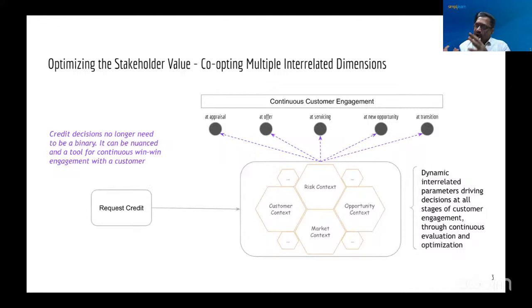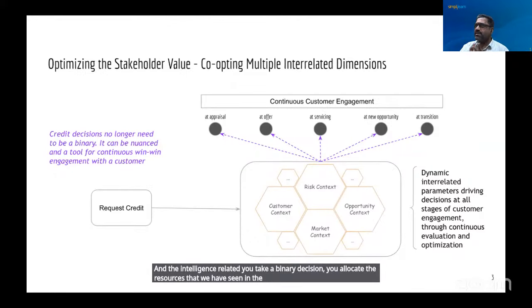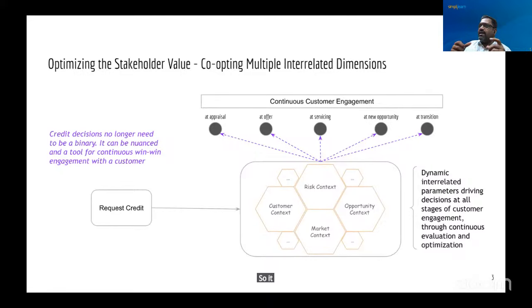So what we have seen is a straightforward definition of decision and the intelligence related. You take a binary decision, you allocate the resources that we have seen in the past. But it is not that simple when you are doing a real lending business. So it is not always a binary decision, right?